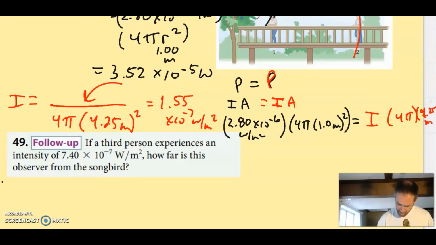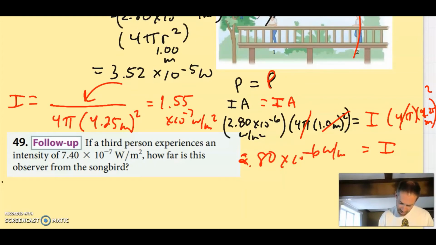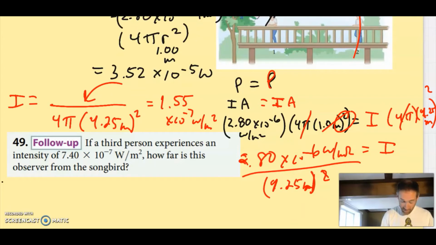4.25 meters squared. Now, this is kind of neat because those 4 pi's are going to cancel out. The 1 meter squared isn't going to make any difference. And so really you can see that this intensity is 2.80 times 10 to the minus 6 watts per square meter divided by 4.25 meters squared, like that. That meter squared actually is going to cancel out with this meter squared. It's just going to give you an intensity. And guess what? It's exactly the same way to do it. You can take your pick.